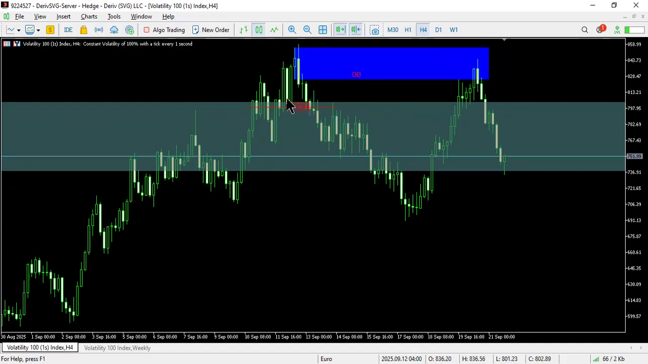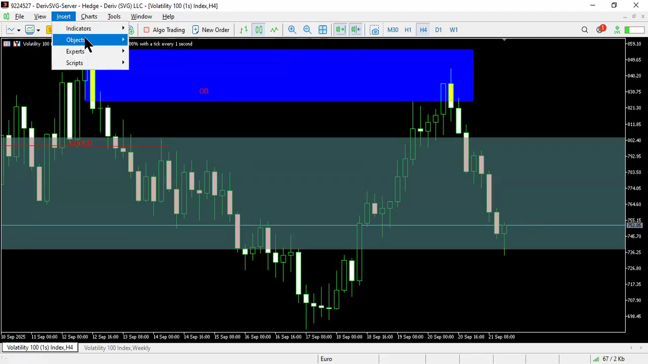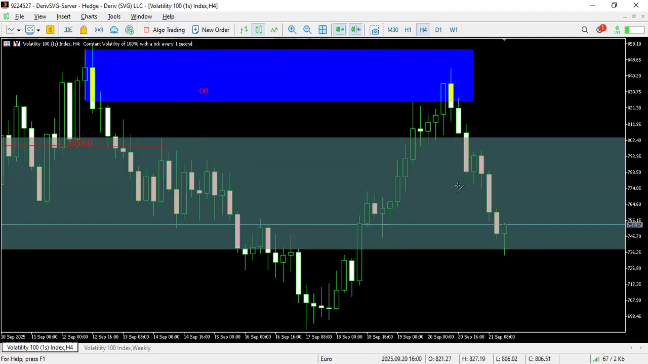See, when a change of character happens, price will always go back to tap into the order block which caused the change of character. Now we are getting a move to the downside. So what else can we see on there? On this time frame, we can mark our break of structure. That is our break of structure.